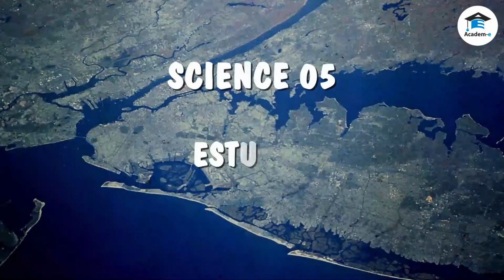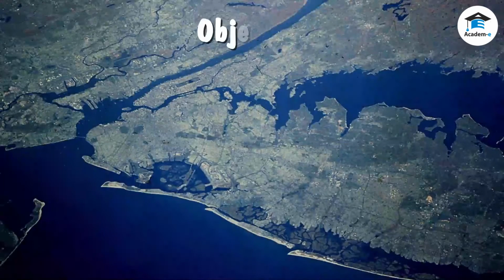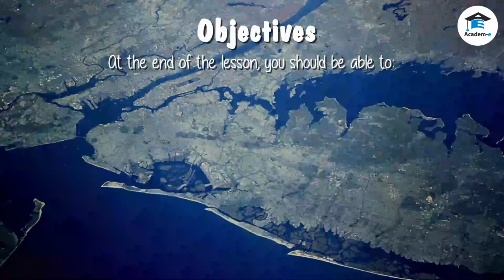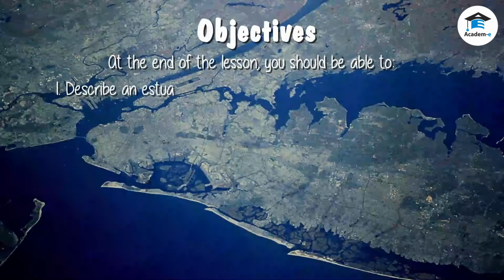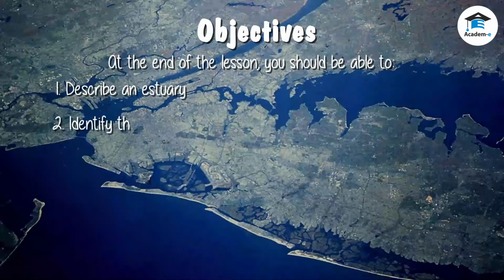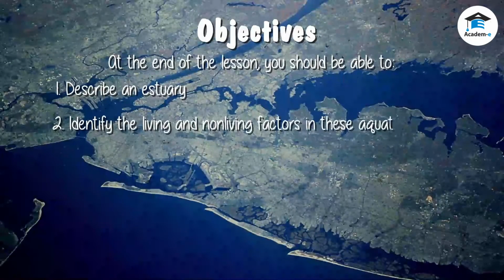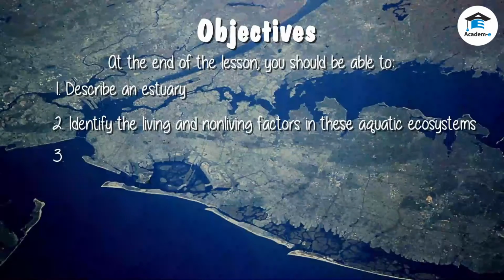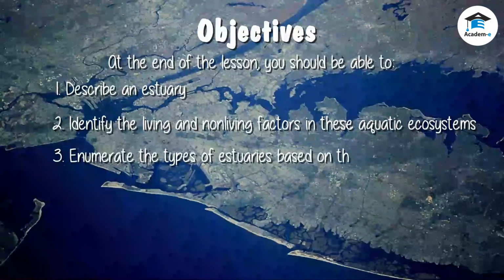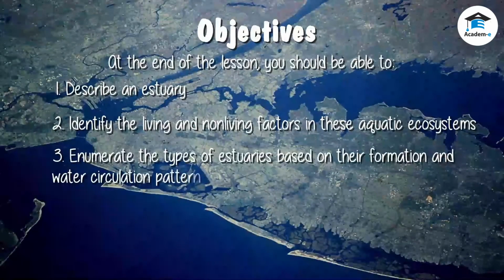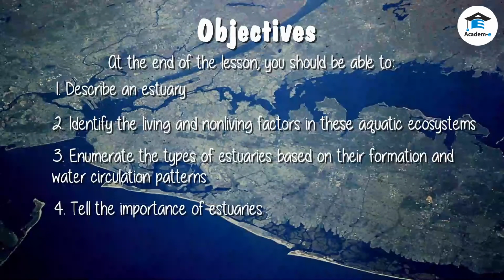5. Estuary. Objectives. At the end of the lesson, you should be able to describe an estuary, identify the living and non-living factors in these aquatic ecosystems, enumerate the types of estuaries based on their formation and water circulation patterns, and tell the importance of estuaries.